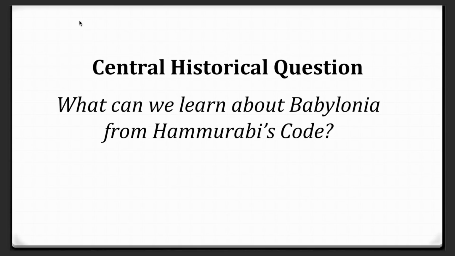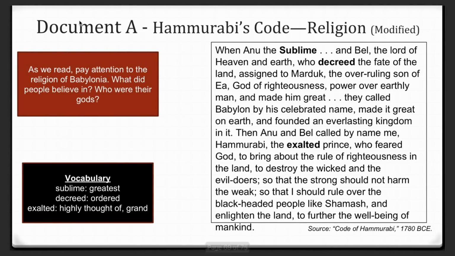Okay, but so today we're going to look again at Hammurabi's code. And the question we're trying to answer is what can we learn about Babylonia from Hammurabi's code? So the first thing we're going to look at is document A, and I'm going to walk you through this one. We're looking at some of the things that Hammurabi talks about in regards to religion, and this specifically comes from the introduction of Hammurabi's code. As we read, pay attention to the religion of Babylonia. What did people believe in? Who were their gods?